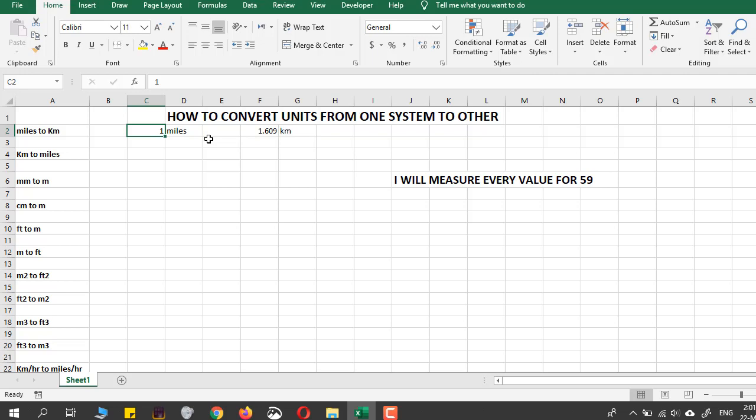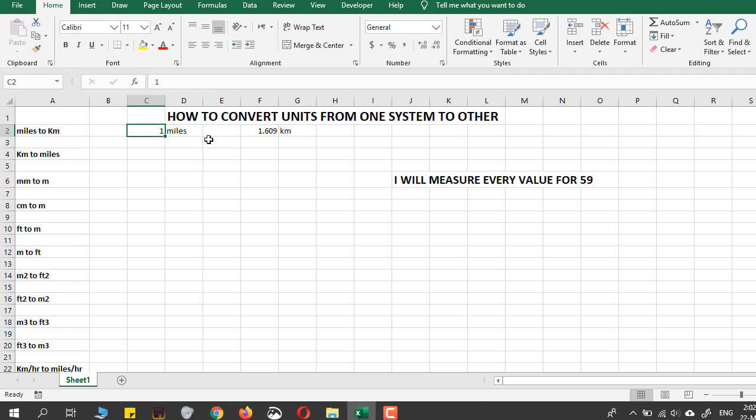I can then convert kilometers to miles. Similarly, I just have to know how many millimeters there are in a meter. If I know that, then I can also know how many meters there are in a millimeter. Enough about that, let's go ahead and start doing this.